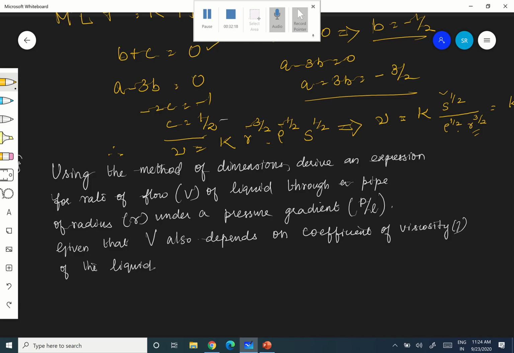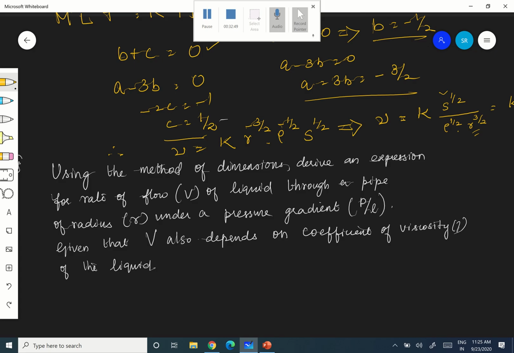Already we have seen one, rate of flow of the liquid through a pipe of radius r under a pressure gradient p by l, given that v also depends on the coefficient of viscosity of the liquid. Okay, everything we know now. Already I told you about the coefficient of viscosity, how viscous the liquid is. That is measured by the term called coefficient of viscosity, that we will be studying afterwards.